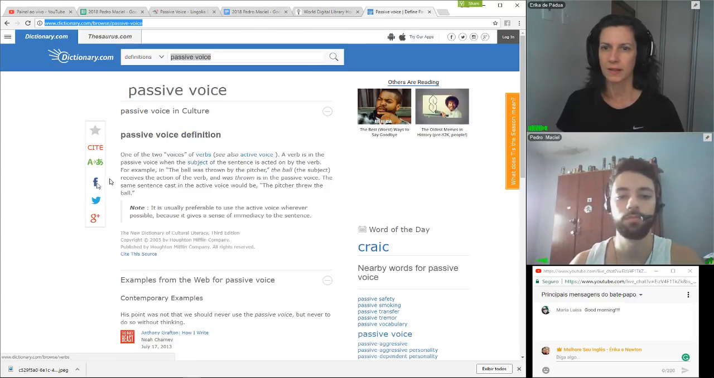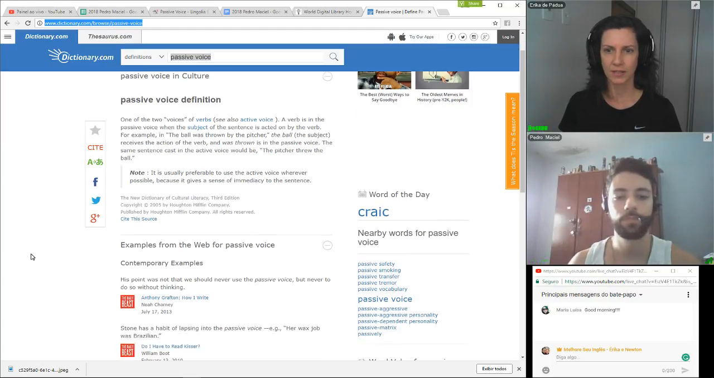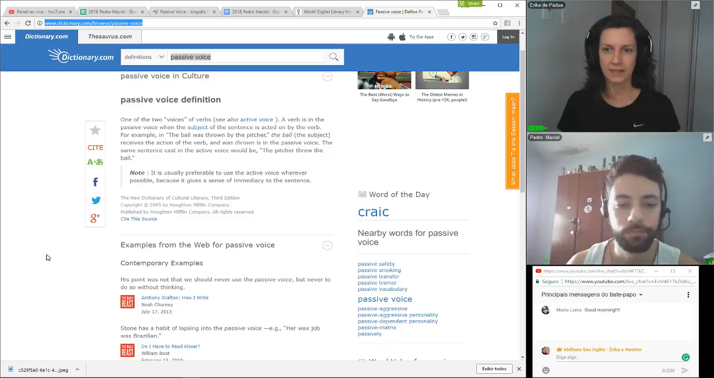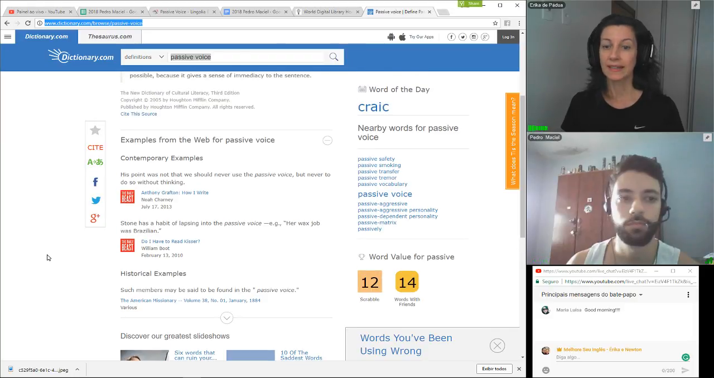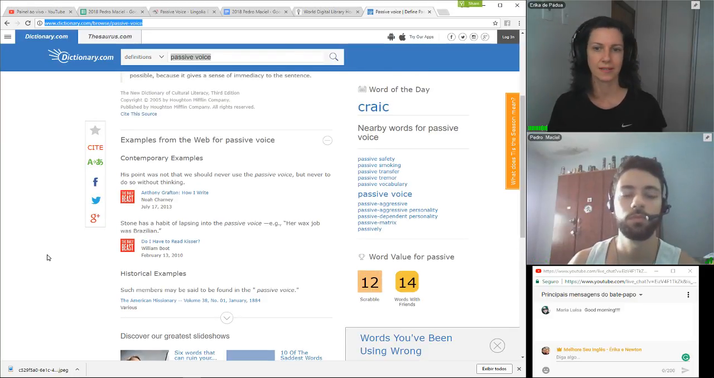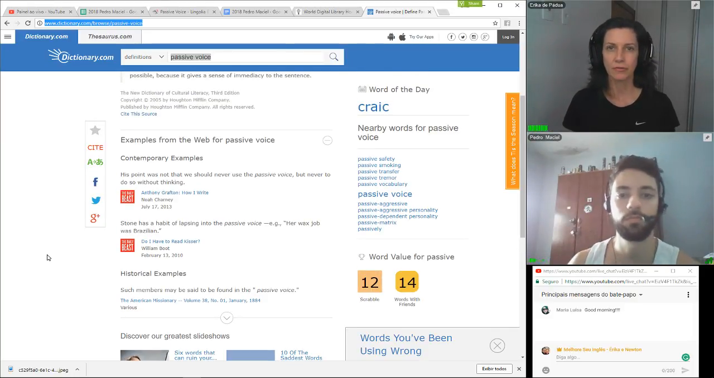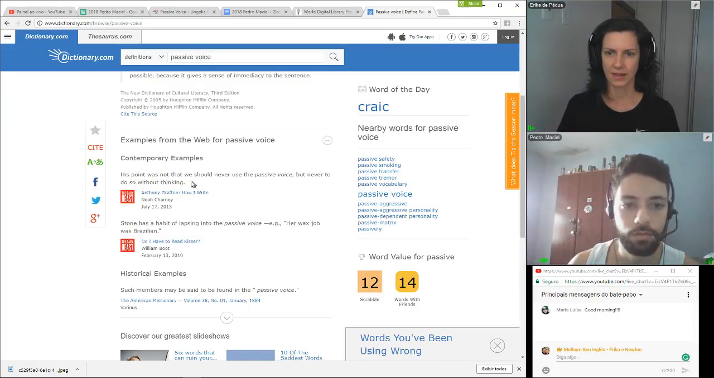So open this one. This is an explanation by the site dictionary.com, which is a dictionary. They have a thesaurus too. And they have grammar explanations too, right? So here you have two voices, active voice, passive voice. Let's see if there are examples. Read these examples below, Pedro. So examples from the web for passive voice. There are two.